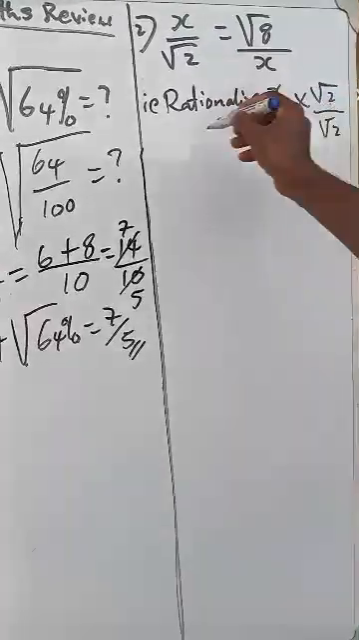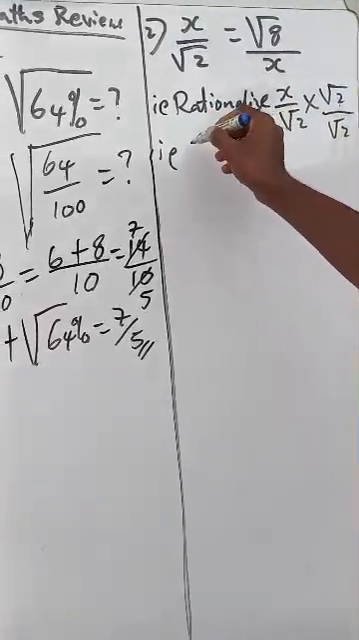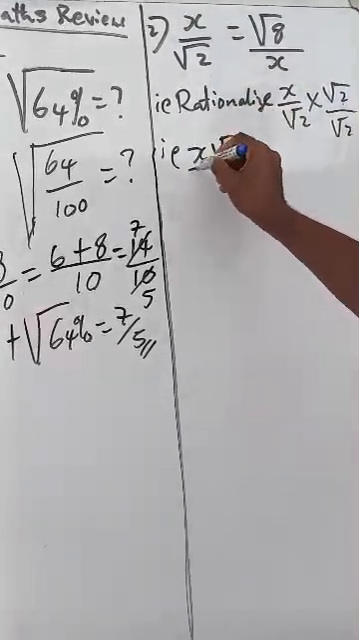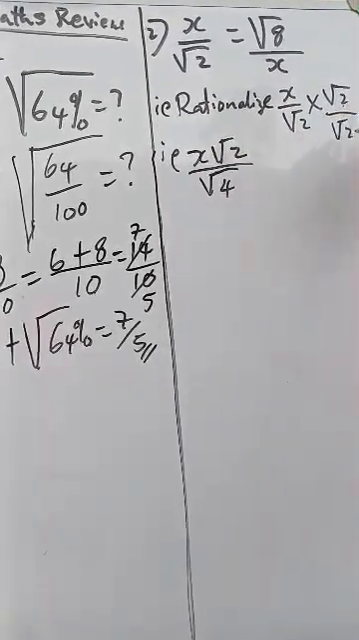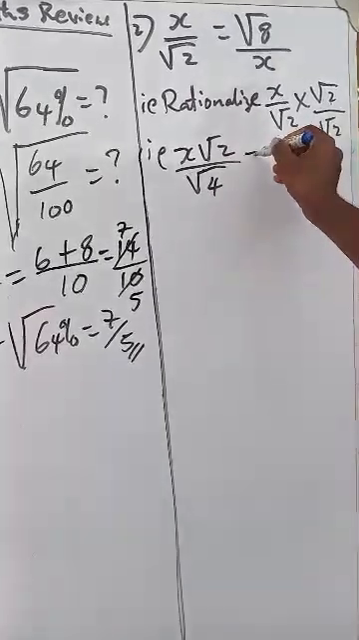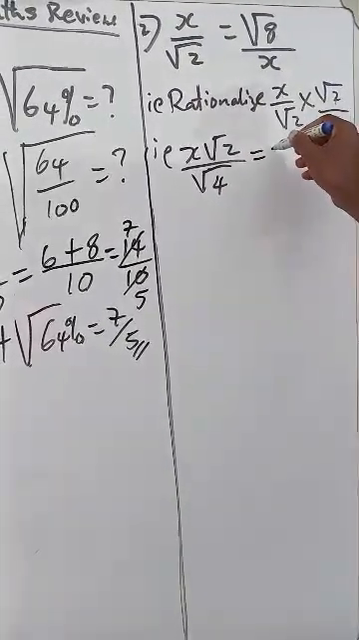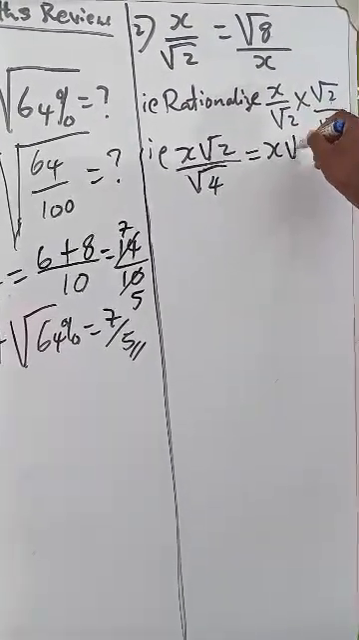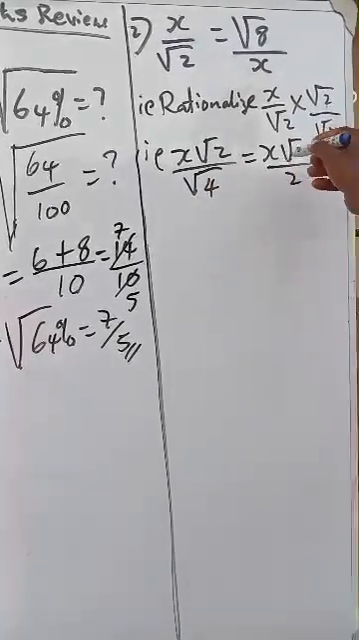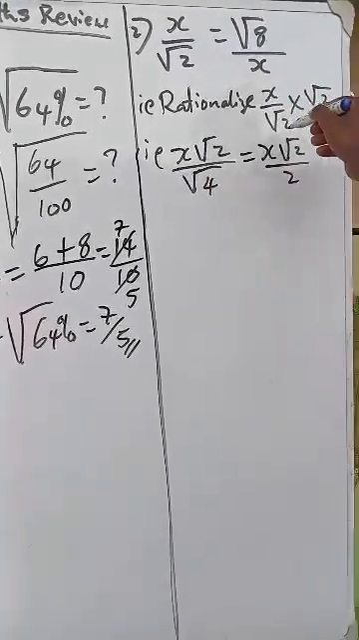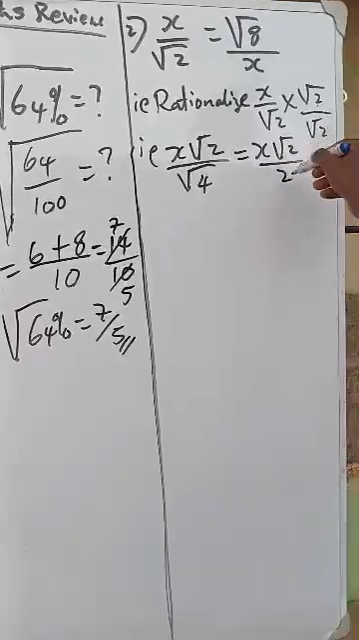If you rationalize, you have x root 2 over root 4. That is root 2 times root 2, which gives us root 4, and the square root of 4 is 2. That is equal to x root 2 over 2. So we'll have it that x over root 2 is the same thing as x root 2 over 2.